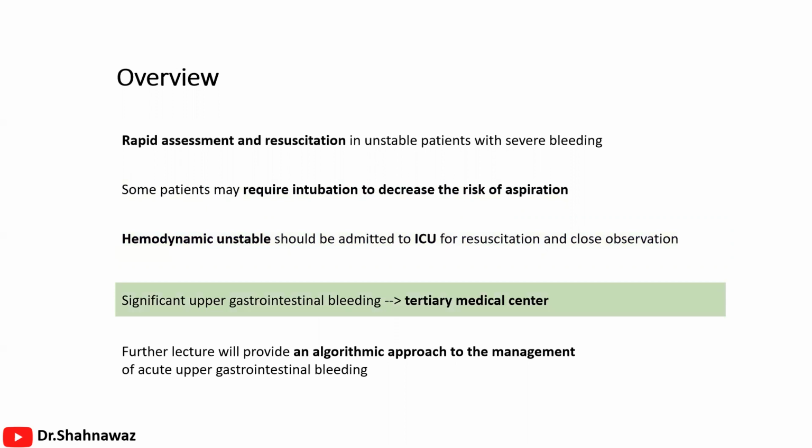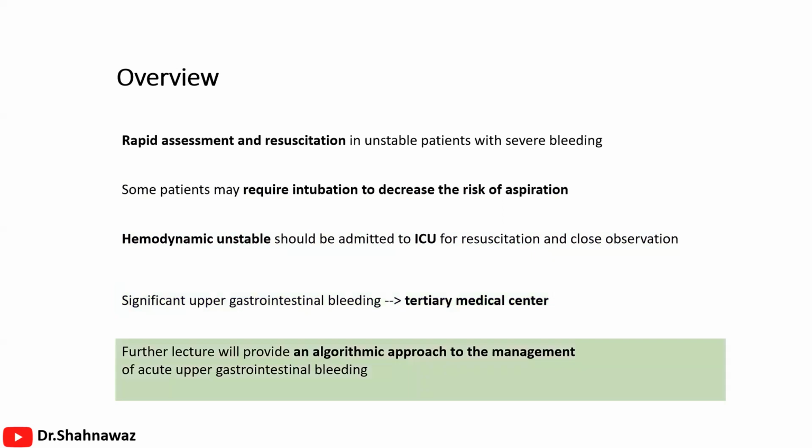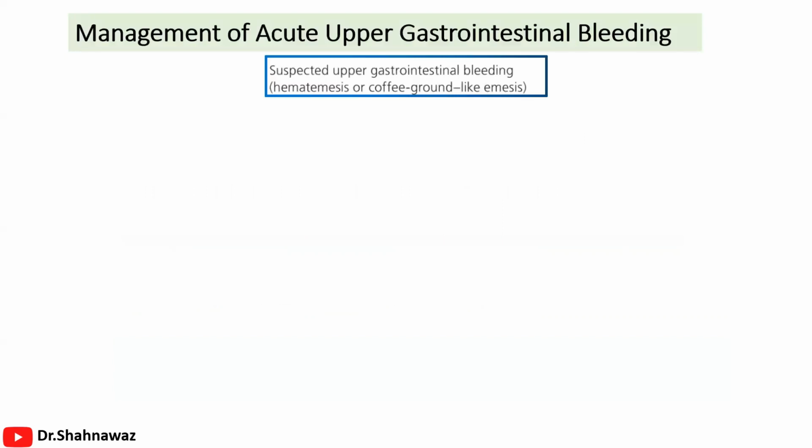If there is significant upper GI bleeding, a tertiary medical center is required. Further lectures will provide an algorithmic approach to the management of acute upper GI bleeding. We suspect upper GI bleeding if the patient comes with hematemesis, coffee ground like emesis, or melena.